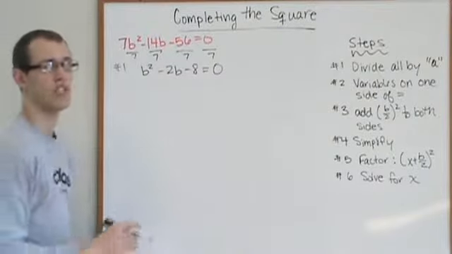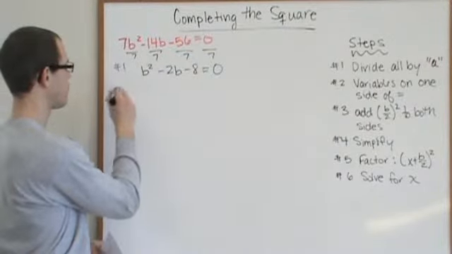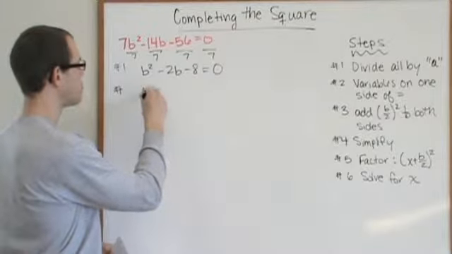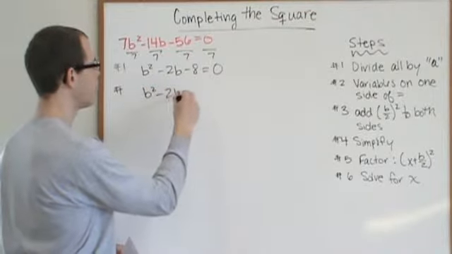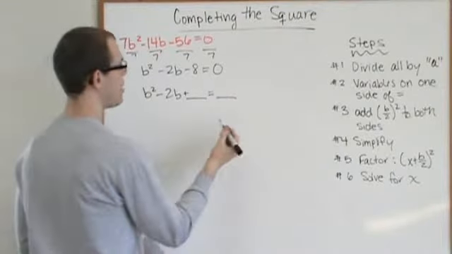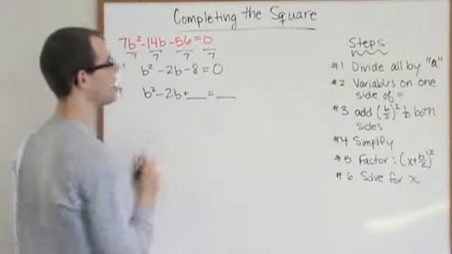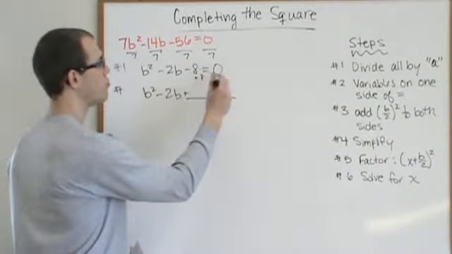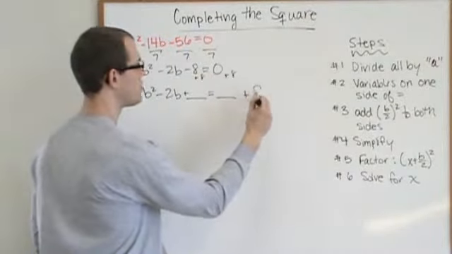Next, move on to step number 2. Put all your variables on one side of the equal sign. So that means b squared minus 2b plus, I leave a space there, and I also leave a space on the right as well of the equal sign. I need to move that negative 8 over to the right, so I will add 8 to both sides. So there's a positive 8 over here.